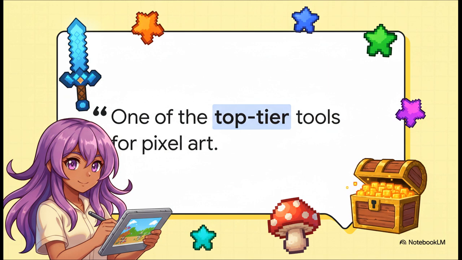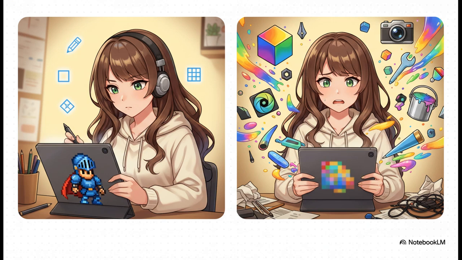Okay, so you might be thinking, hey, can't I just use something like Photoshop? And yeah, you could. But this is the key difference. A general editor like Photoshop is a jack of all trades, right? Aseprite, on the other hand, is a master of one. It has tools and a workflow designed specifically for pixel art and sprite animation. That means the whole process is just faster, it feels more natural, and honestly, it's way more fun.